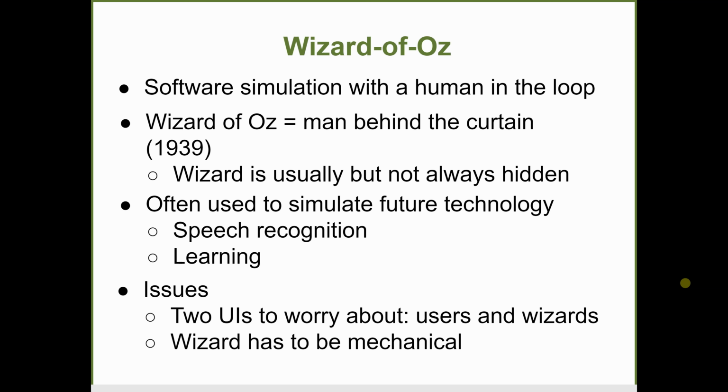Watch the video examples. Sometimes designing a Wizard of Oz prototype means that you actually have to design two interfaces. The user's interface, which is presumably the one you are testing, and the wizard's interface, which is the one that is going to be used by the wizard.